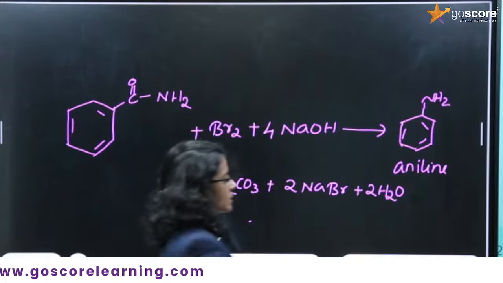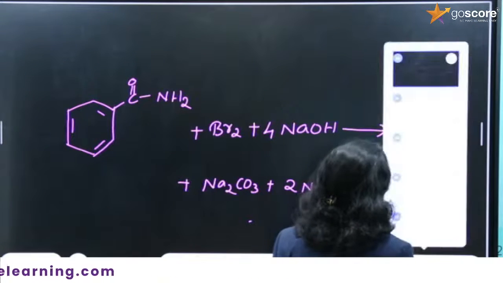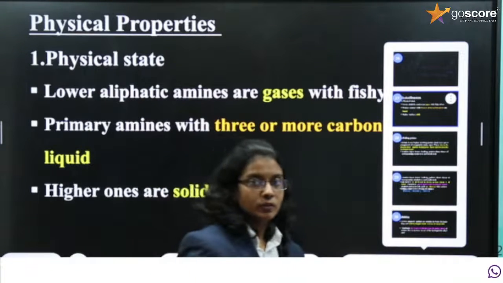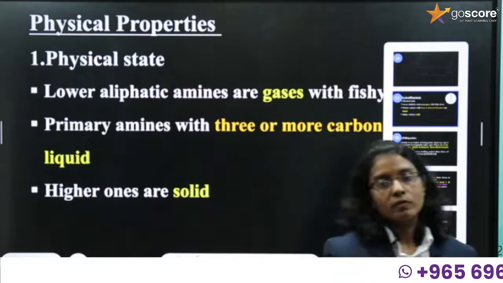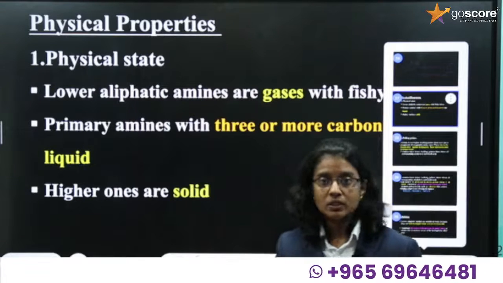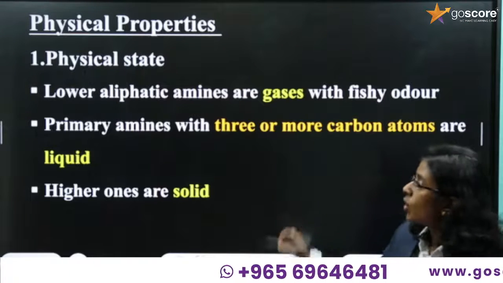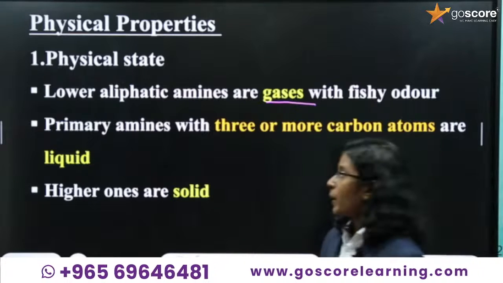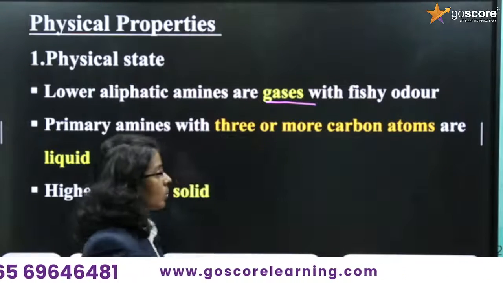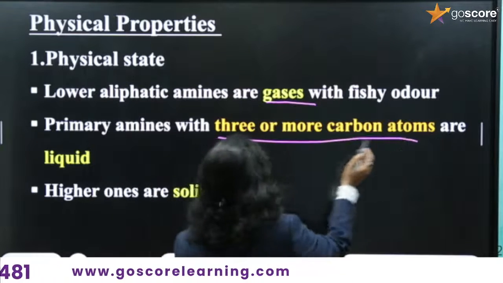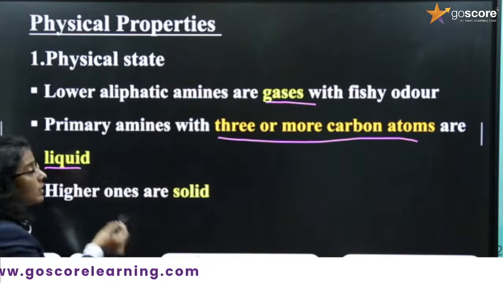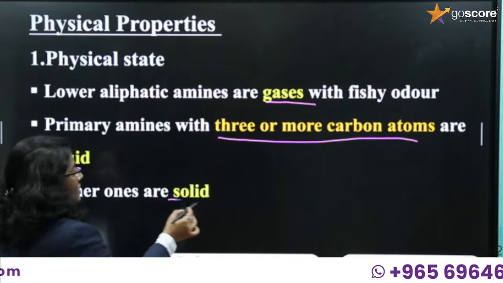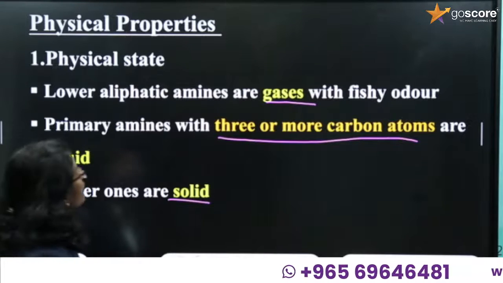Okay. The next one is physical property. In the physical property, first we study the physical state of amines. What is the physical state of amines? Lower amines are gases with fishy odor. Then, primary amines with 3 or more carbon atoms behave as liquids, and higher ones, above that, behave as solids. So this is the physical state of amines.